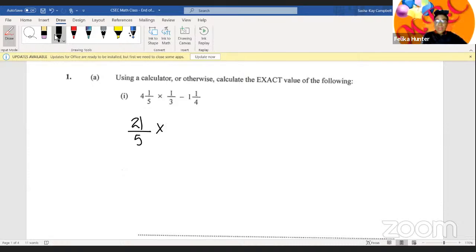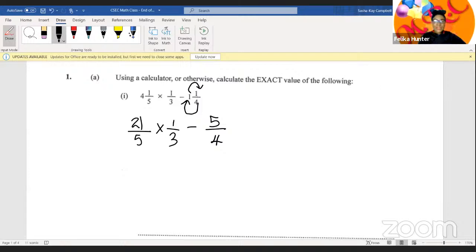It's not a mixed number, so we just write it as it is, 1/3, and then minus, we have 1 1/4. So we're going to change that into an improper fraction. We take our denominator, 4, multiply by the 1, which gives us 4, and then we add the numerator. So 4 times 1 is 4, plus 1, which gives us 5. So it's 5 over 4.